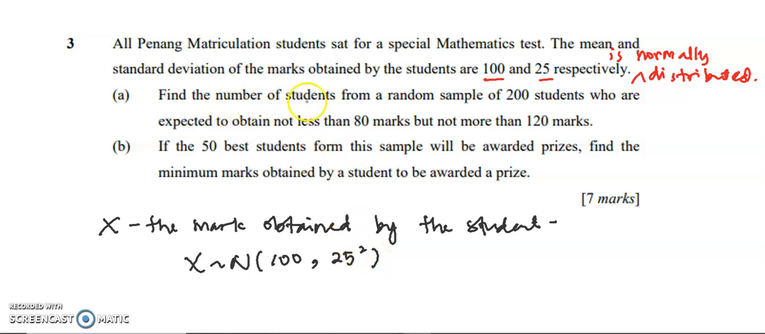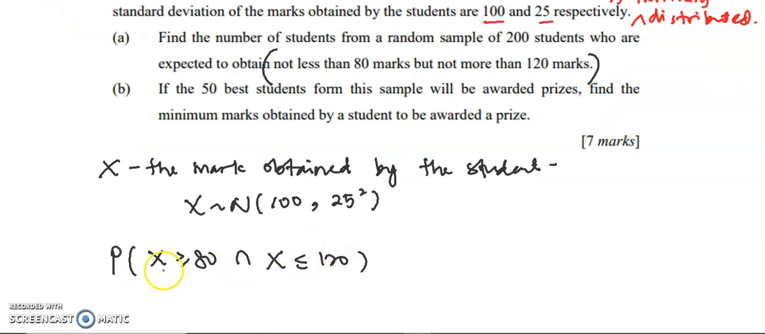Alright, so to get the number of students from the random sample of 200 who are expected to obtain not less than 80 marks but not more than 120, first we need to get the probability of not less than 80 but not more than 120 marks. So actually, not less than 80 is X greater than or equal to 80, and X less than or equal to 120, which means not more than. Then we are going to find the intersection between these two, because here we have an intersection.